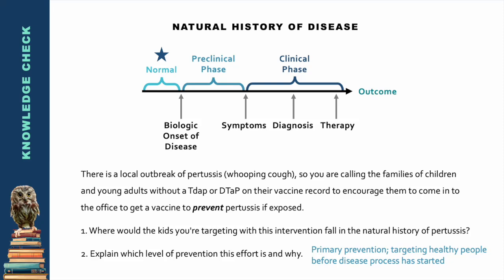This is different from secondary prevention, where you're catching the disease in the early stages, or tertiary prevention, where people have already been diagnosed and you're trying to improve their quality of life.